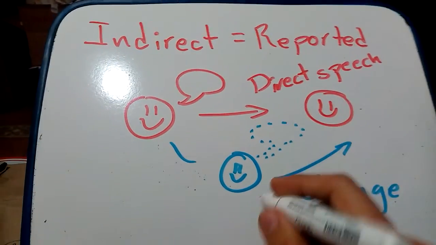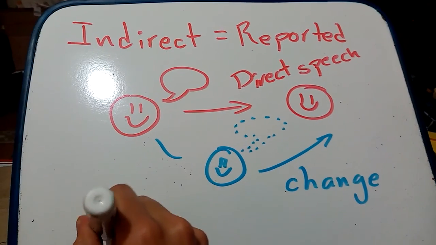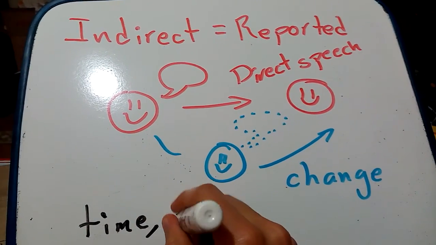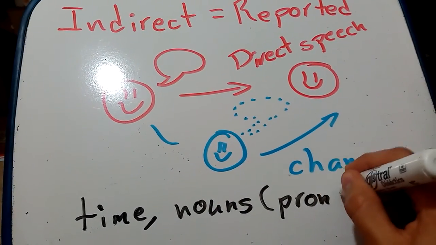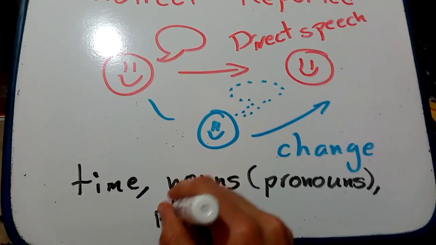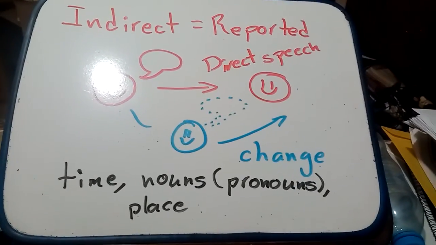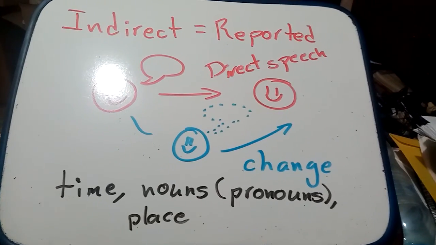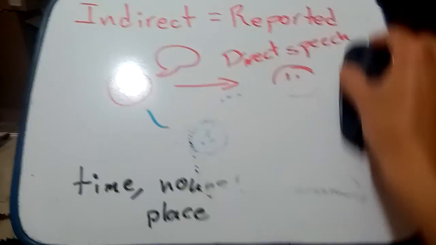Yeah, in this second communication, we need to take into account the time, the nouns, or in this case, the pronouns, the place, and we are going to see that depending on the sentence we can also change the modality of the verbs, but basically these are the three main things that we have to focus on, correct? So what happens with the pronouns?